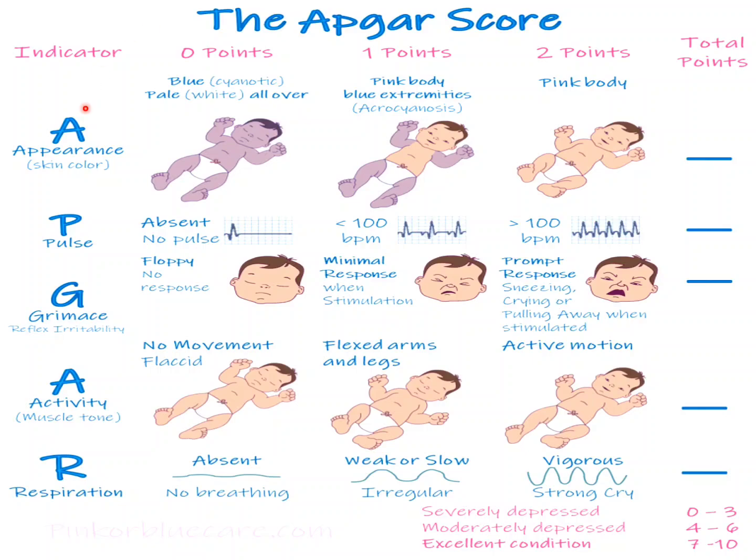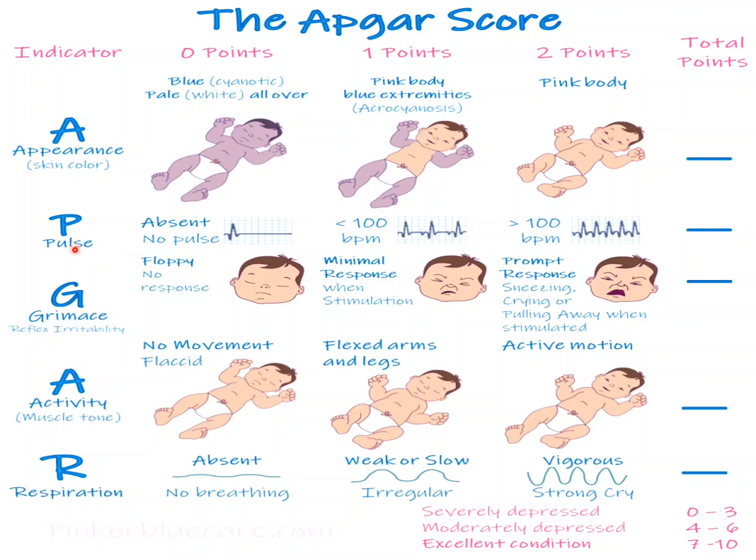So the first sign is appearance or skin color. Assess the baby's skin color. A score of 2 means normal all over, while a score of 0 indicates the baby is bluish gray or pale color. See here, the baby's whole body is bluish in color, so that score is 0. In this image, the extremities are bluish in color and body is pink. So then score will be 1. This condition is also called acrocyanosis. Next, the baby's whole body is pink, then score is 2.